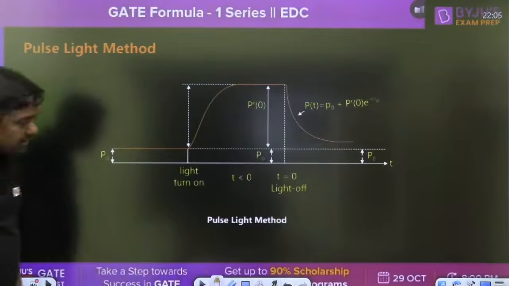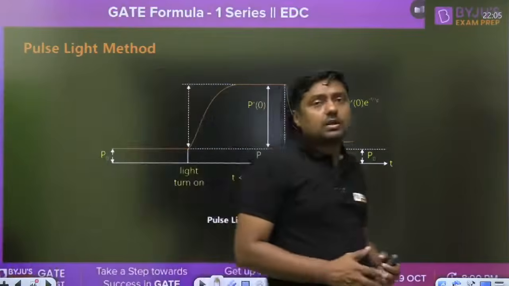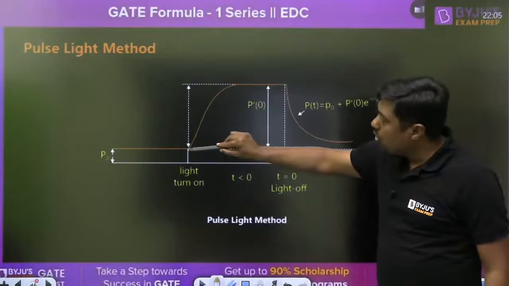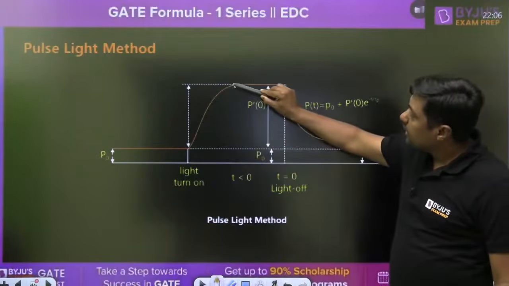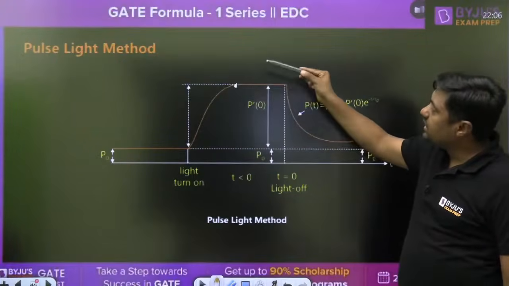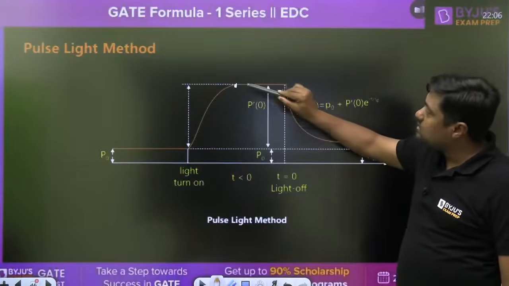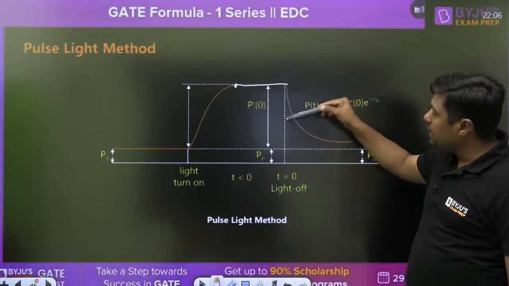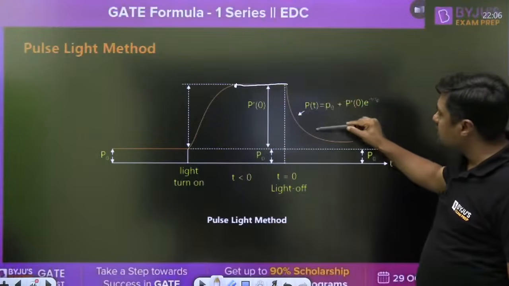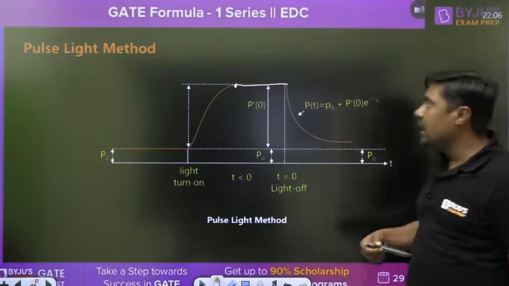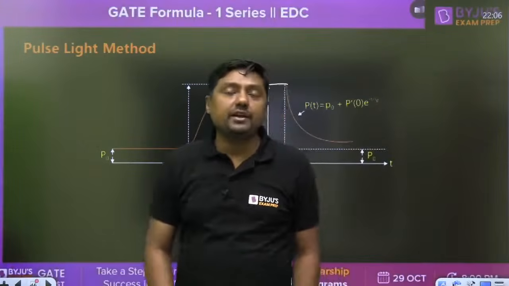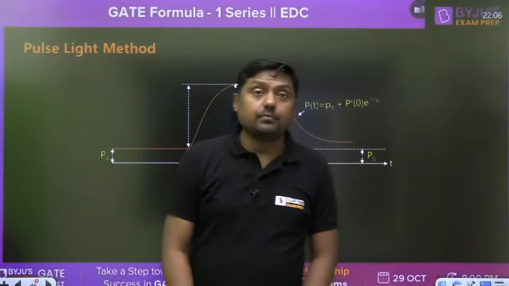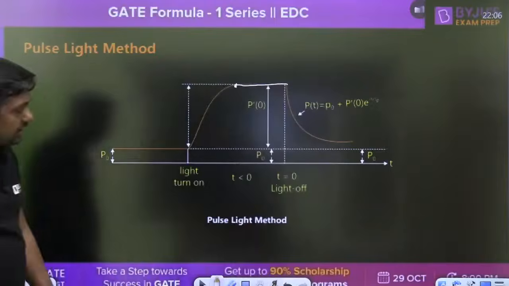Now the pulse light method. In the pulse light method, we are simply giving light at this point. A new hole-electron pair is generated. At this point the generation rate and recombination rate will become equal, and that's why after that it will saturate. Now the light is turned off. Now the concentration will start decreasing. With the help of the pulse light method we can find the mean lifetime, that is tau p or tau n.